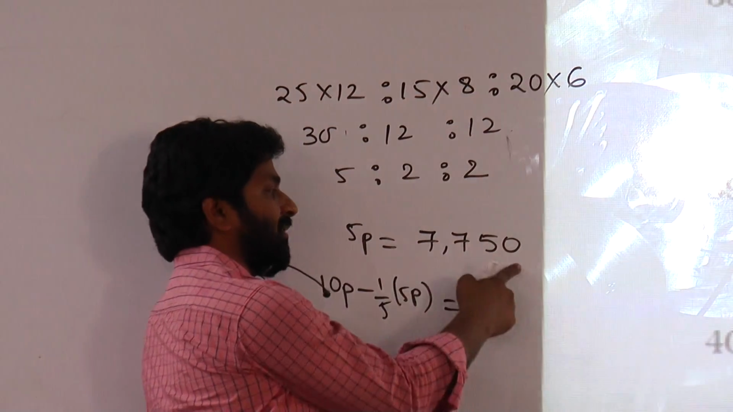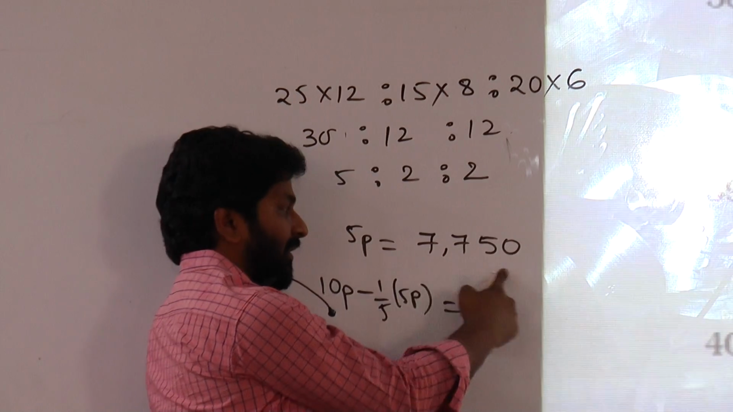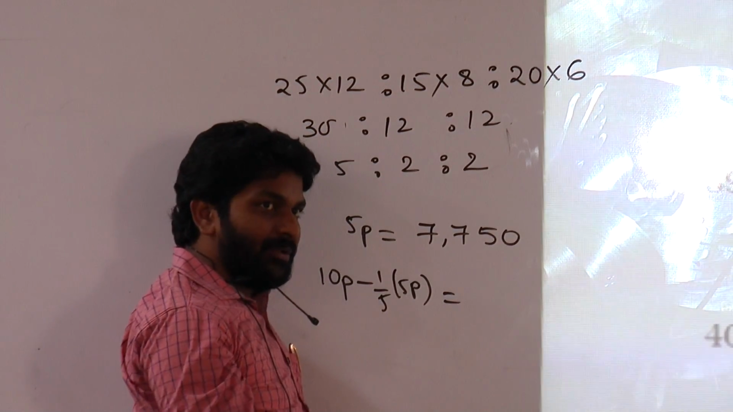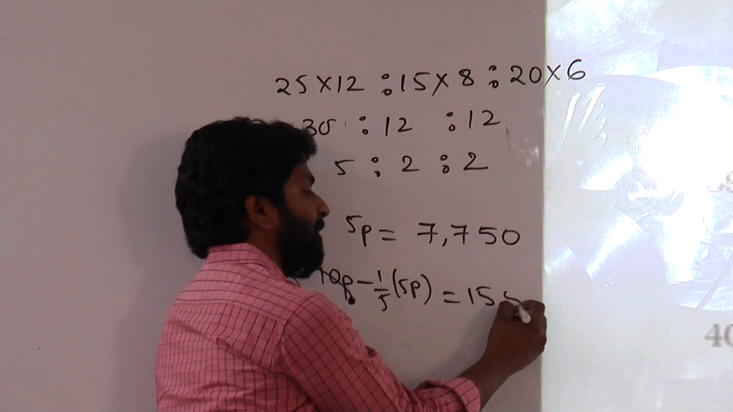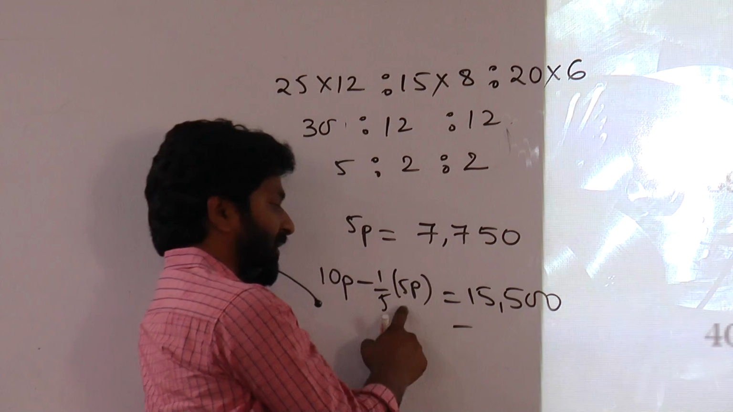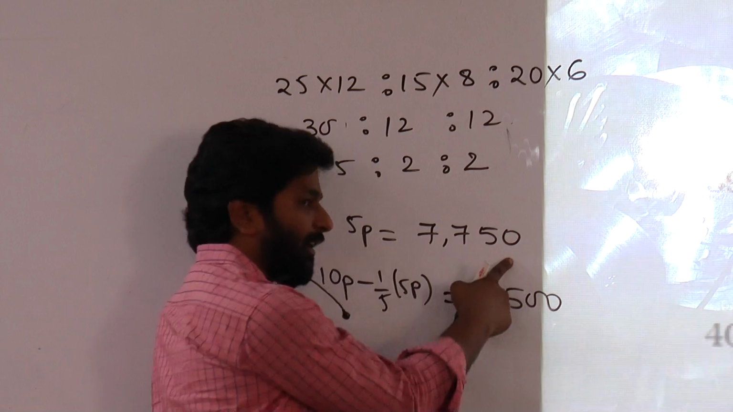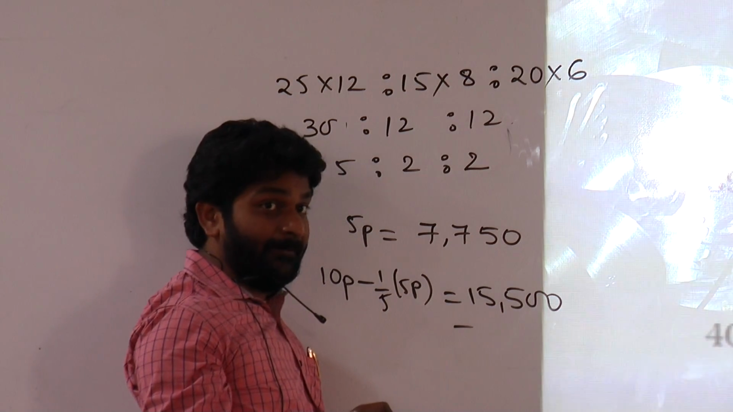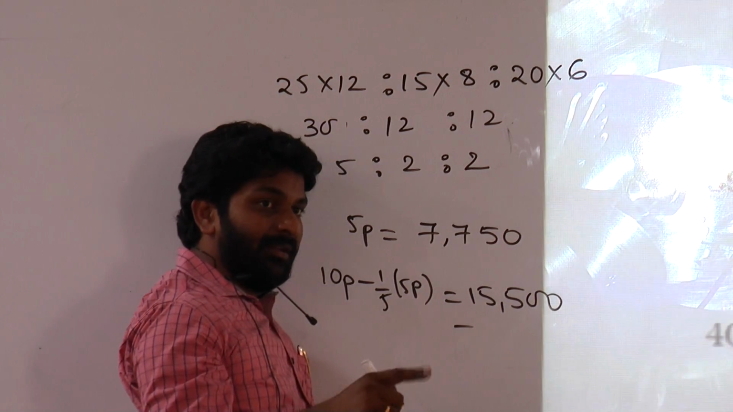2 times of this number, 7,500 plus 250, let's say like this. 7,500 times 2, 15,000. 250, 250, 500. So 15,500, and from this you need to subtract 1/5 of this number. Let it be 7,500, 1/5 of that value, 1,500. 250, 1/5 of the number, 50.